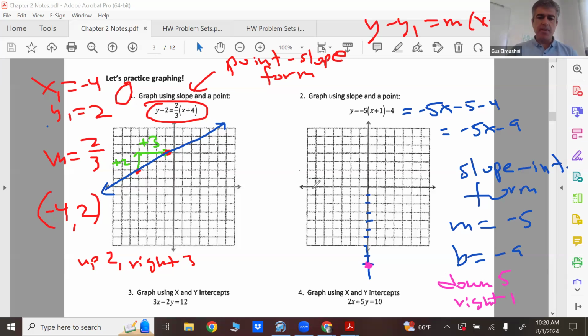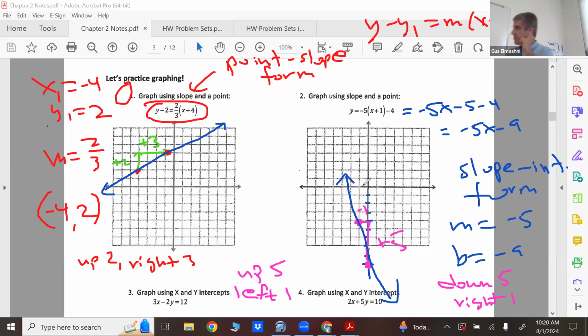Or you could do this. You can go up 5 and left 1. That's still negative 5, right? So we'll go up 5, 1, 2, 3, 4, 5, and left 1. There's my next point. And I just connect it. Okay, steady hands here. Okay. There's your line right there.